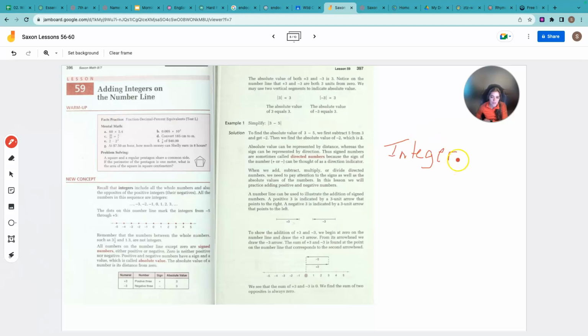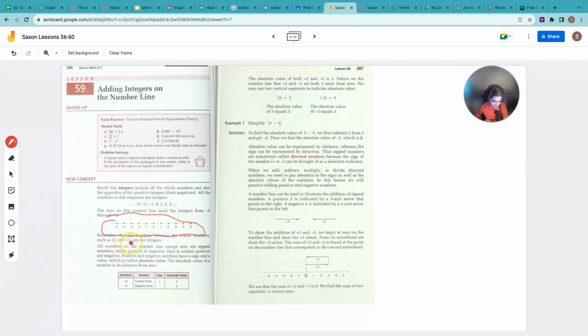So, an integer is a whole number, like 1, 2, 3. It's a negative number, like -1, -2, -3. It's also 0. So, the dots on this number line mark the integers from -5 through +5. We can see this right here on your page.